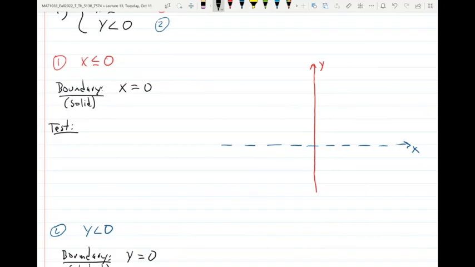For example, I'm going to pick 1, 0. Just something that's not on the line. When you plug in, we get the statement 1 less than or equal than 0. Is this true or false? This is false. So what does that mean? 1, 0 is on this side, and we got that it's false. That means this side over here is not good. The good one is the opposite one, right? So you shade this.